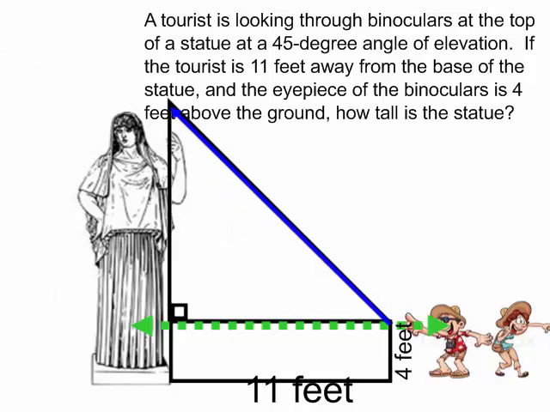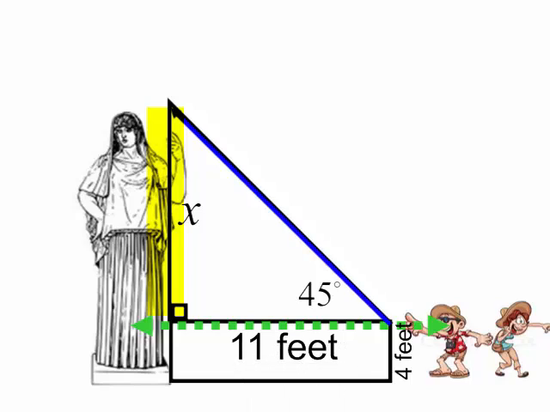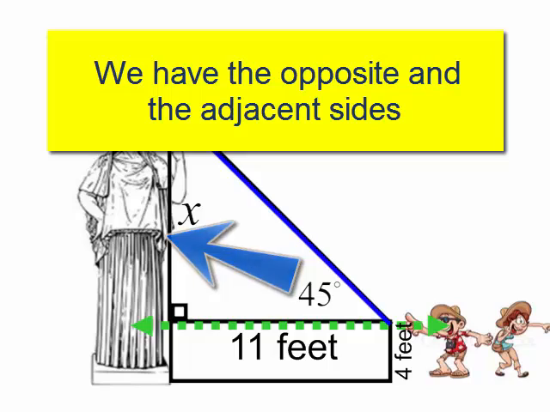Let's get to work. So I know the angle of elevation is 45 degrees. I want to know how tall the statue is. For right now, I'm going to look for this side. We will call it X. And I know that this side from the base of the statue to the tourist is 11 feet. From the 45-degree angle, I have the opposite side and I have the adjacent side. Let's work with tangent.